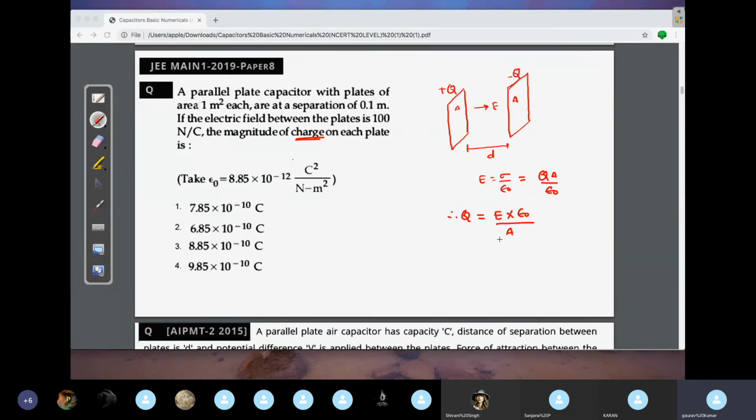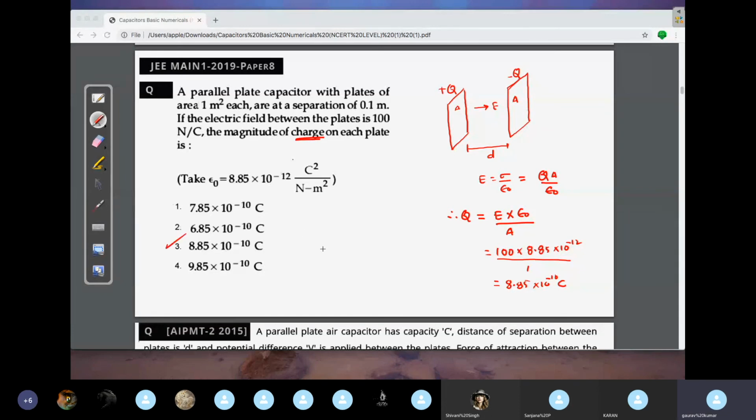It is given in the question as 100, no? So we write this value as 100. Epsilon naught is 8.85 into 10 to the power of minus 12. You should always know this. By the way, they have given it in the question. And the plate area is given as 1. It's an easy question here. 8.85 into 10 to the power of minus 10 coulombs.